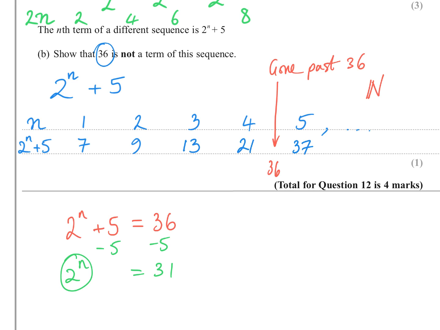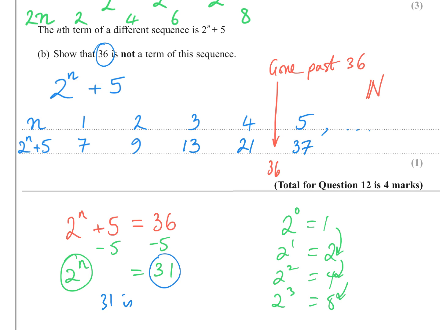So for example, 2 to the 0 is 1, 2 to the 1 is 2, 2 to the 2 is 4, 2 to the 3 is 8, and so on. So it's basically a doubling sequence. And you can just say here that 31 is odd and not a doubling number.